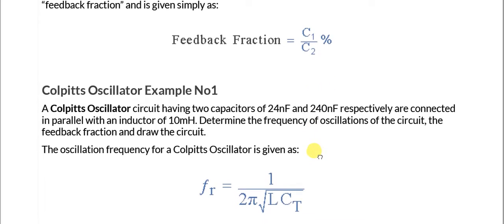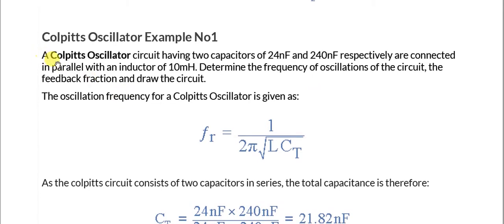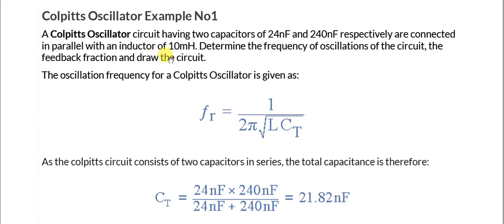So for the Colpitts oscillator, let's take an example. We have a resonant frequency and two capacitors of 24 nanofarad and 240 nanofarad respectively connected in parallel with an inductor of 10 millihenry, to determine the oscillation frequency.